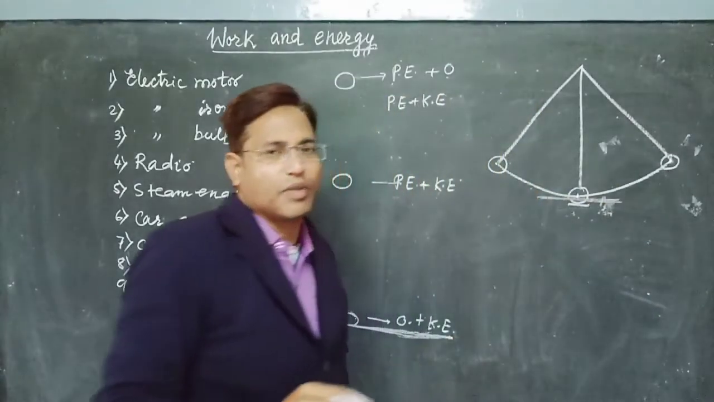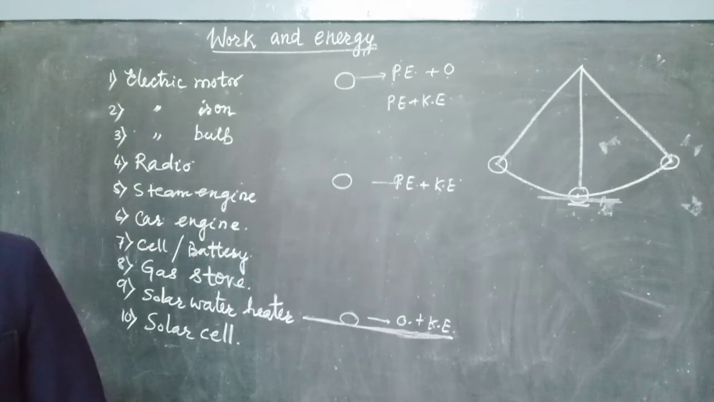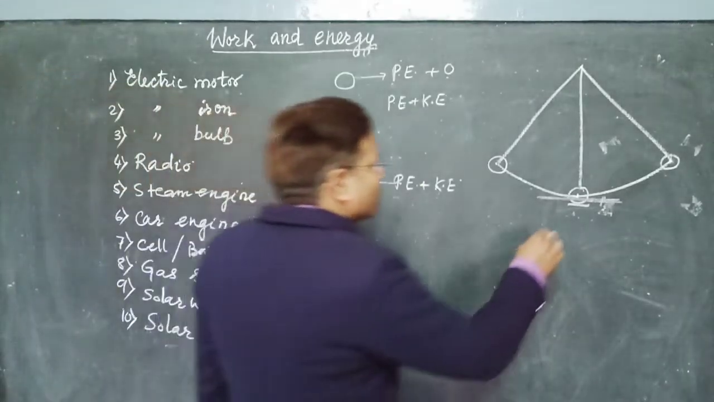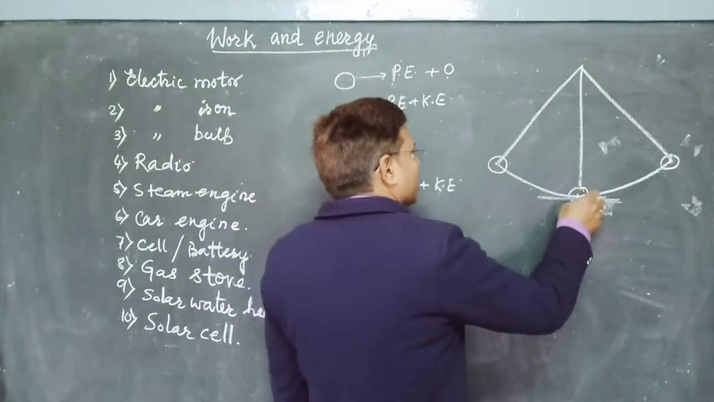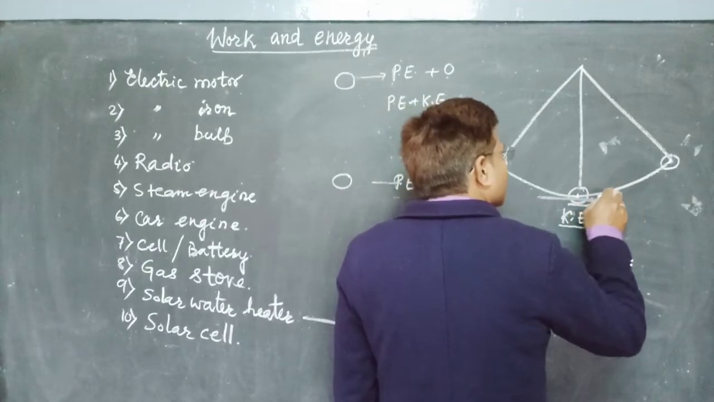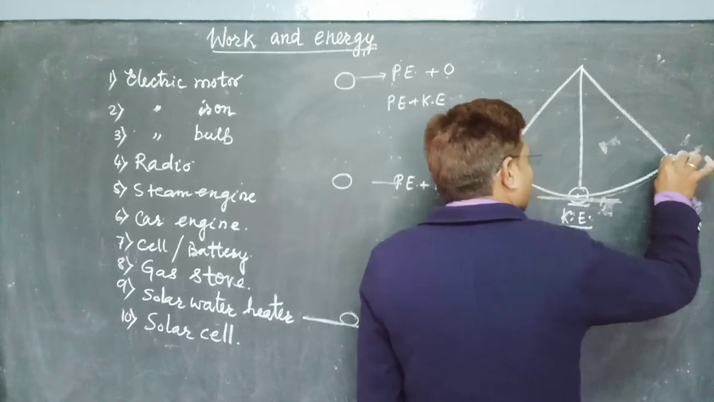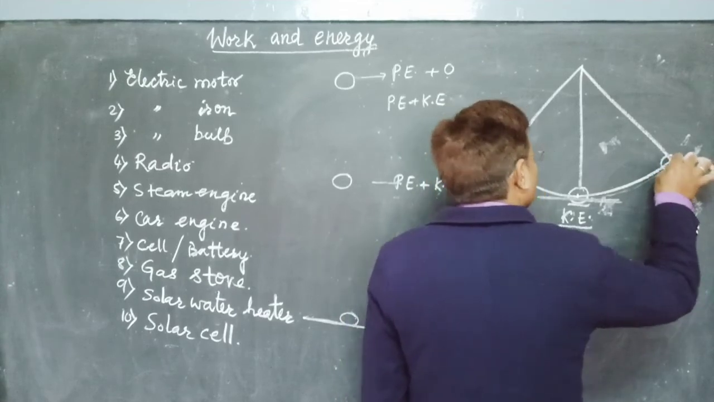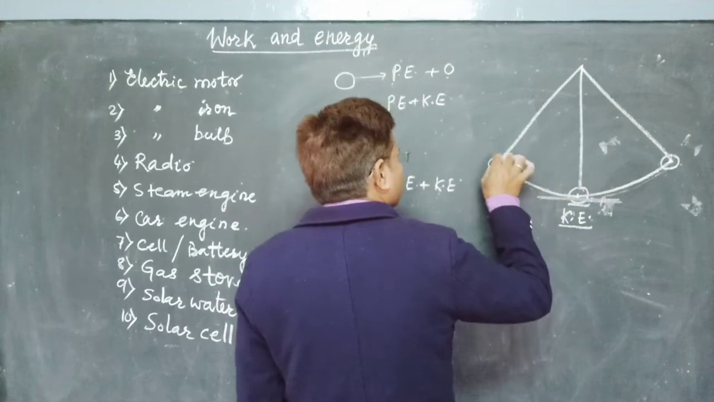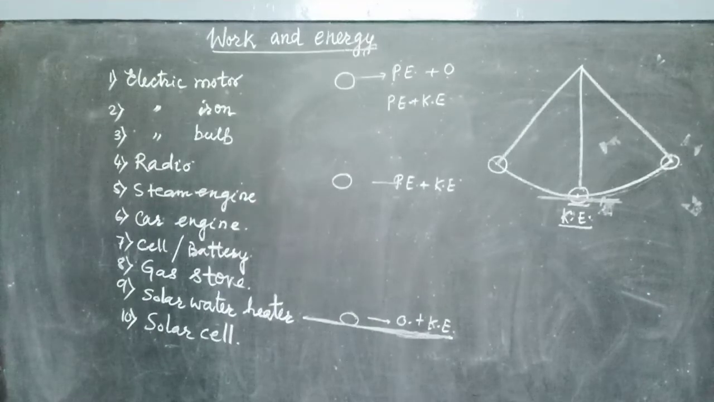Then in this case what will happen? In the central position, this pendulum will have only kinetic energy. When it goes to this side, its kinetic energy will keep on decreasing, and then a position will come when its kinetic energy becomes 0 and it will have maximum potential energy. And then again from here it will keep on moving this way. Slowly it will come to the other side, and at the next extreme position we can see that there will again be only potential energy.